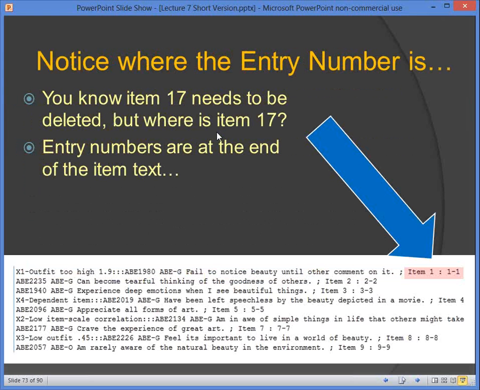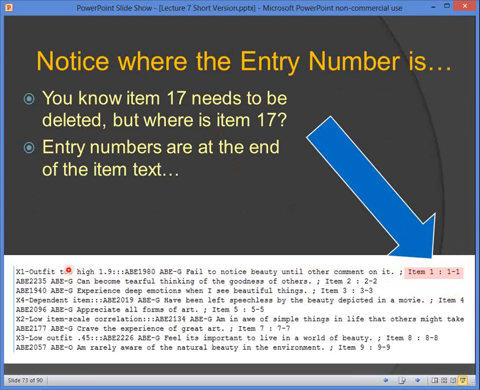Now, another thing that you need to know when you look at the empirical item categories, when you look at the item polarity table, remember that there was a column on the left that gave you the entry of the item. The first item, is it item number 1? Is it item number 3? Is it item number 81? Where in the command file do you actually see what the item number is? That's actually at the end of each one of the item texts. That's over here on the end.